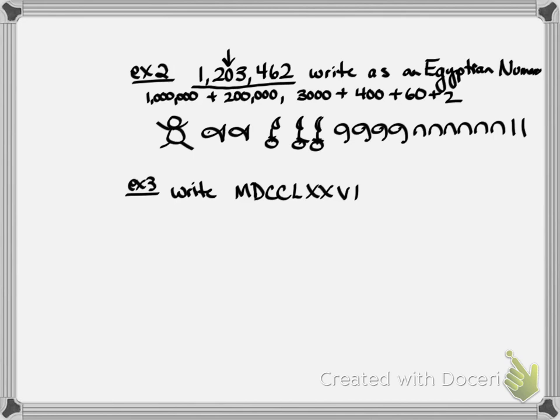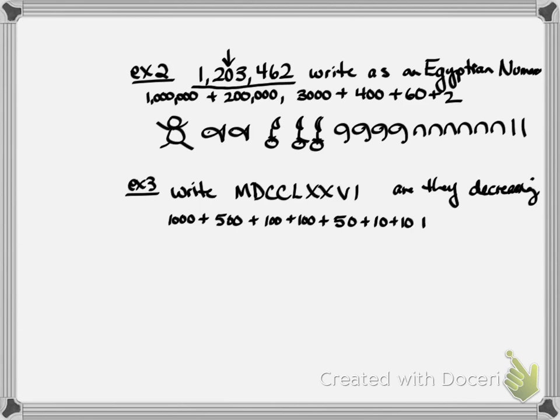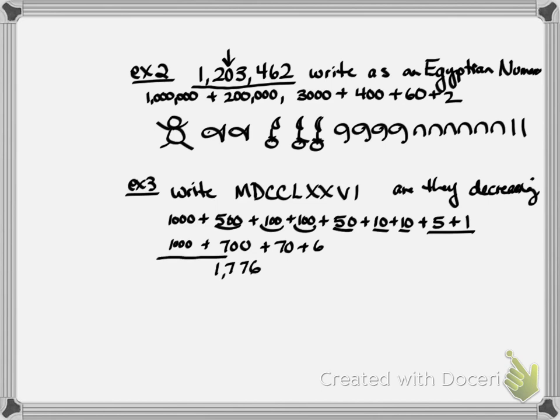So you might just want to go through it and make sure that all of these are decreasing. Are they decreasing? Well, the M is the millennium, that's 1,000. D is the 500. CC, those are 100s. L is 50, X is 10, and 5, and 1. So just using the chart that we had a minute ago, and then you would add it up. We have 1,000, 500, 600, 700, 50, 60, 70, and 6. 1,776.